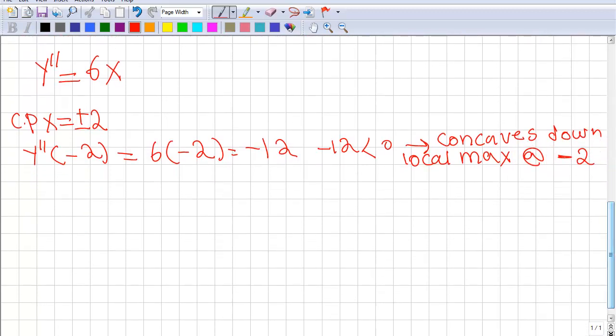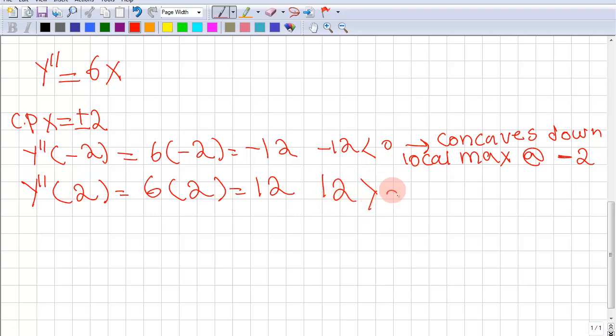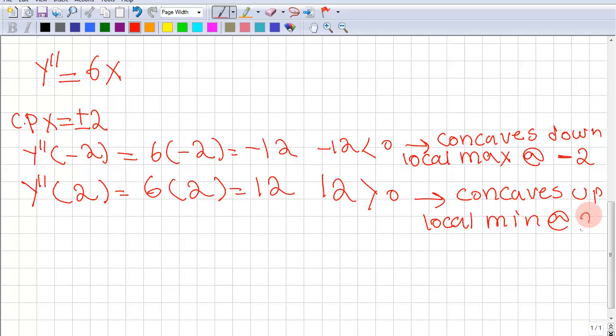So we'll do the same thing with y double prime of 2. So that will be 12. And 12 is greater than 0. So that will be concave up. And when it's concaving up, it means that it has a local minimum at 2.